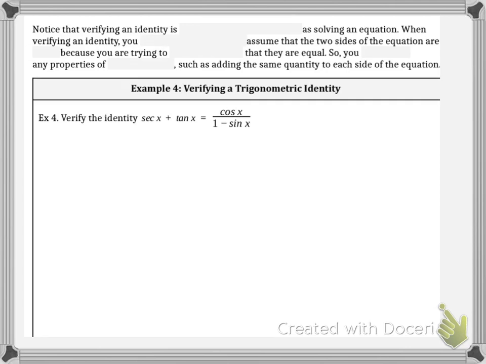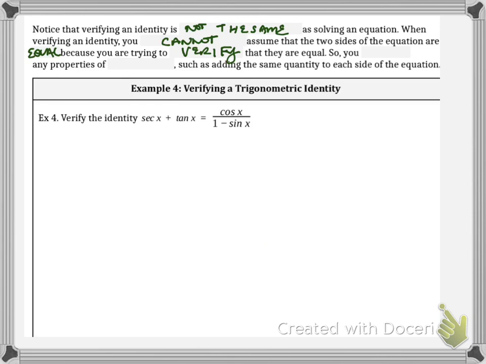So notice that verifying an identity is not the same as solving an equation. When verifying an identity, you cannot assume that the two sides of the equation are equal, because you are trying to verify that they are equal. So we have the answer we want it to equal. We want it to be the same.